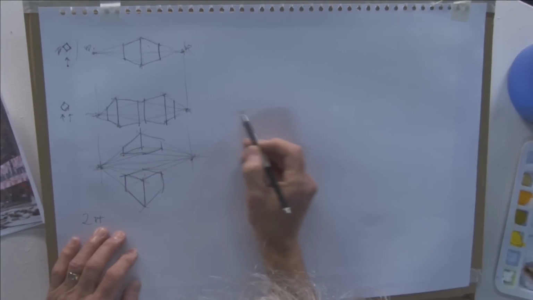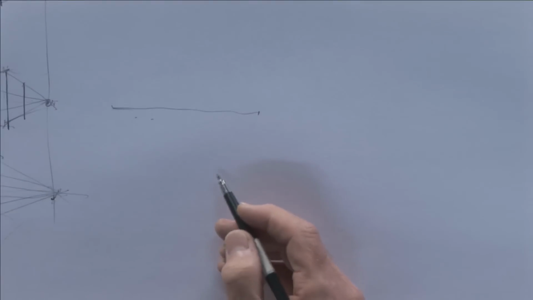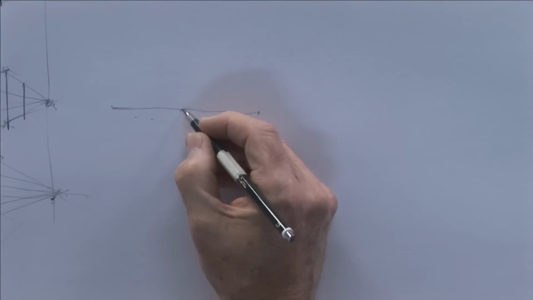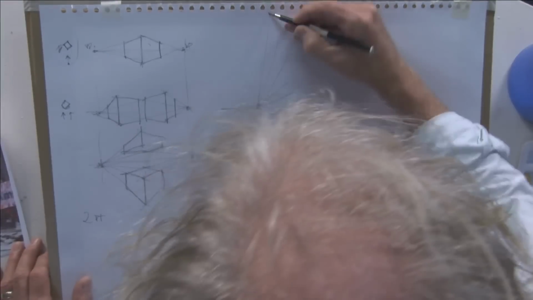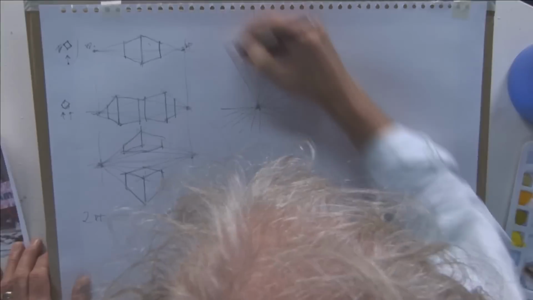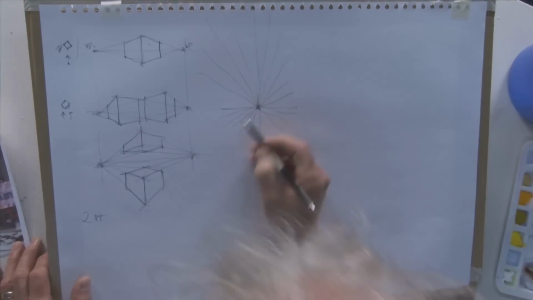So in this situation, if I draw a horizon, this is a single-point perspective to some extent, which has one vanishing point and lines radiating from it. Most of the lines are above the viewer's eye level.